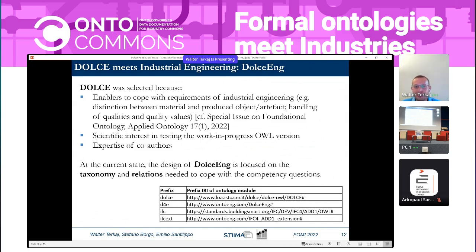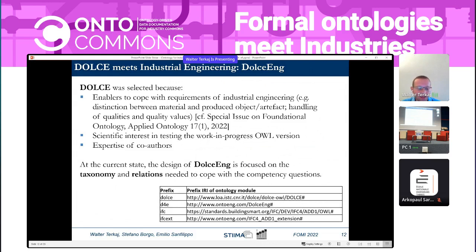So as I said before, the product design and the product as produced. Another important motivation is that we wanted to take advantage of the ongoing work related to the HAL version of Dolce. And not the last, we want to exploit as much as possible the expertise of the co-authors of this work. So the next few slides will go more into the details of this Dolce engine.